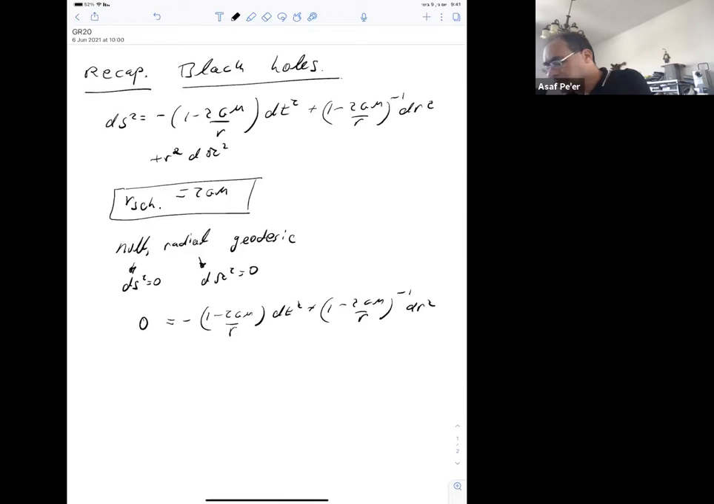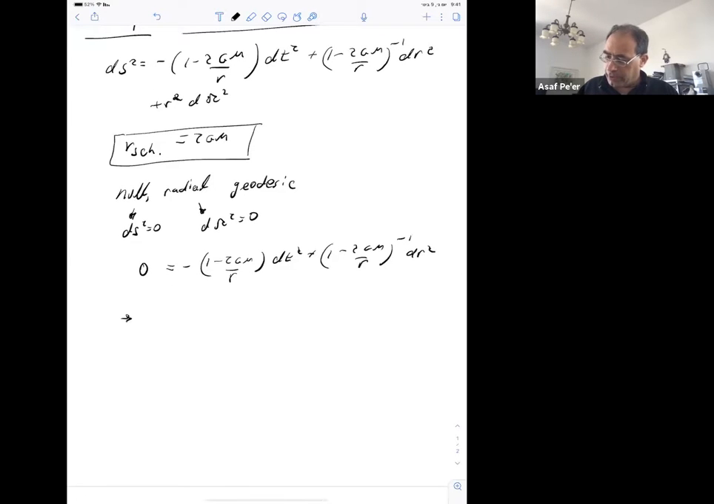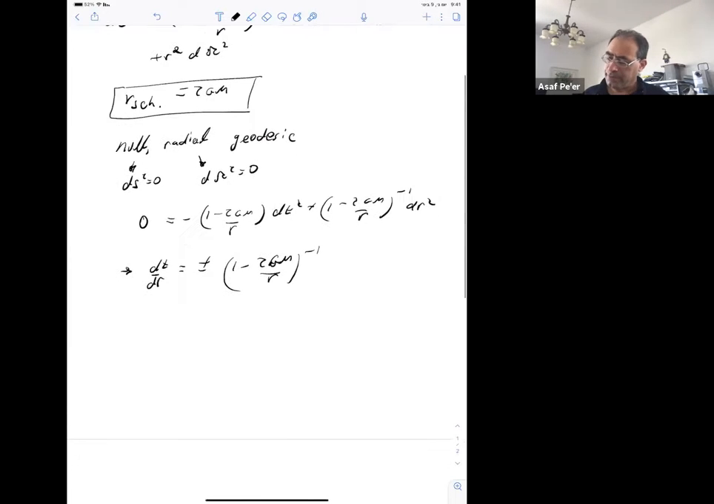So we can simply put it straight away. We get dt over dr is equal to plus minus (1 minus 2GM over r) to the minus 1. And we see that we run into trouble, right? Because when r is very large, then dt over dr is equal to plus minus 1.